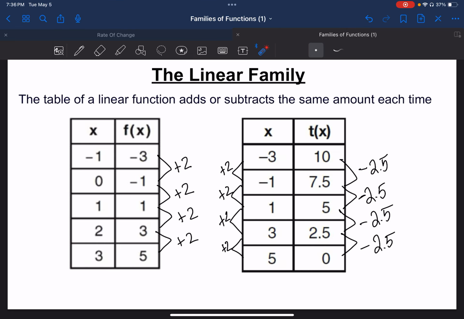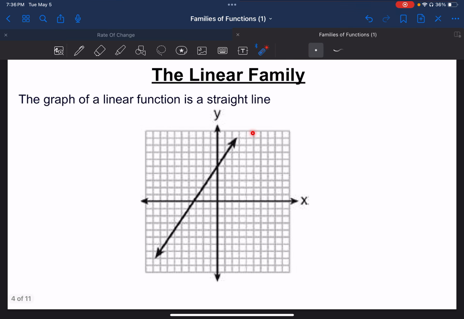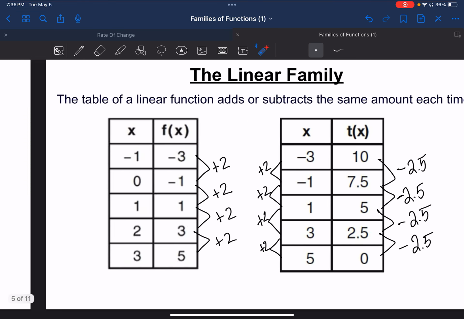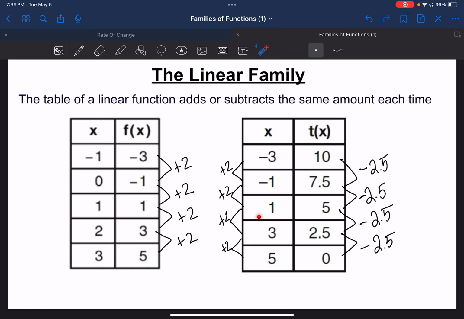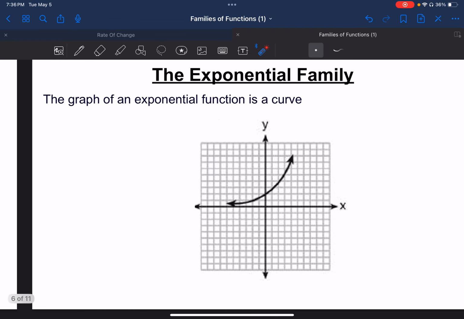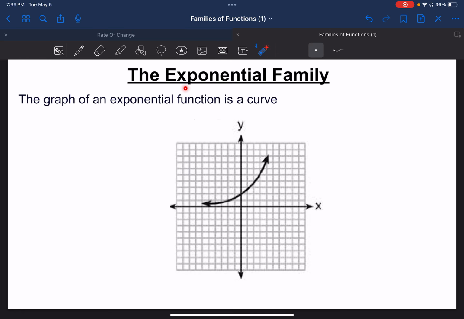Okay, so we just went over the graph of a linear function. It looks like a straight line. The table of a linear function looks like this, where the values are being added or subtracted by a constant number. Okay, and then I'm just going to ask you to annotate that to make sure that whenever we think of linear, these are the operations that we're thinking about. Because now we're going to talk about the exponential family.